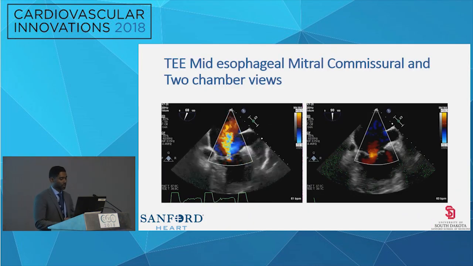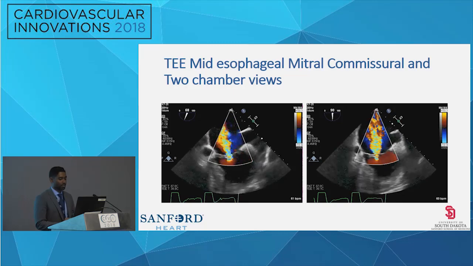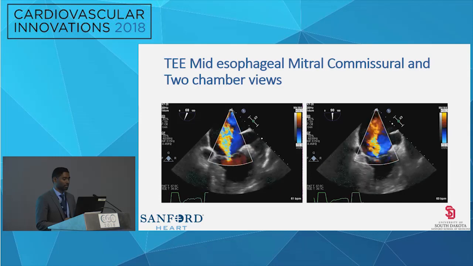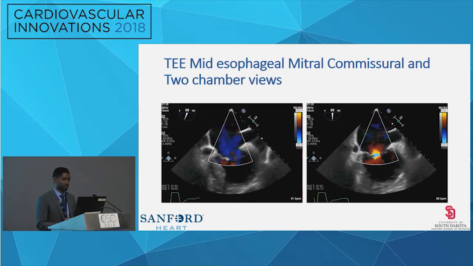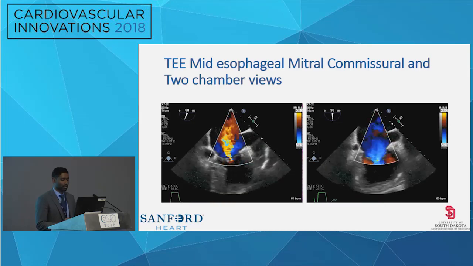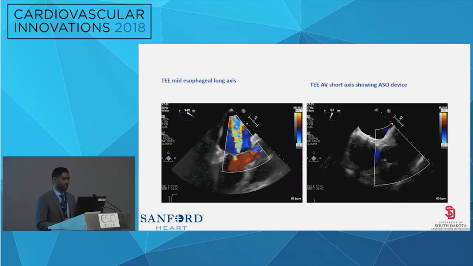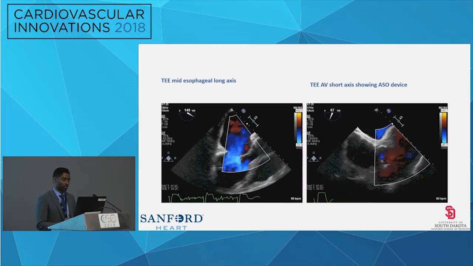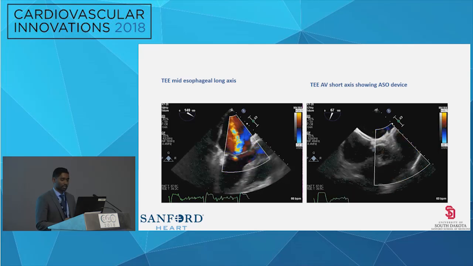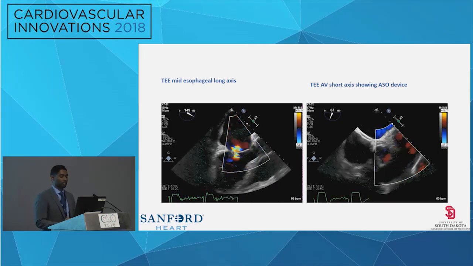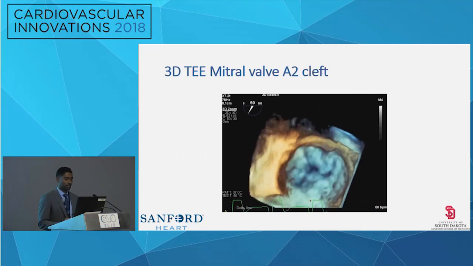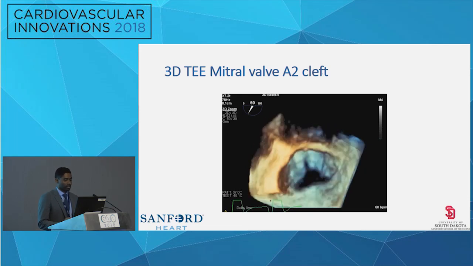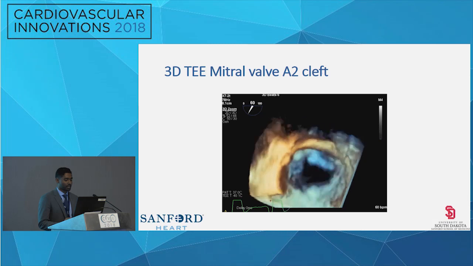These are some other views to delineate the mitral regurgitation pathology. Central jet: this is the two-chamber 60 degrees, mitral commissure 60 degrees, and then two-chamber 90 degrees, showing severe mitral regurgitation centrally directed. And mid-esophageal long axis view 140, showing severe mitral regurgitation, and AV short axis showing the Amplatzer septal occluder device. And this is her 3D mitral valve, which is showing an A2 cleft. Her valve anatomy was a little bit distorted with prior mitral regurgitation surgery.